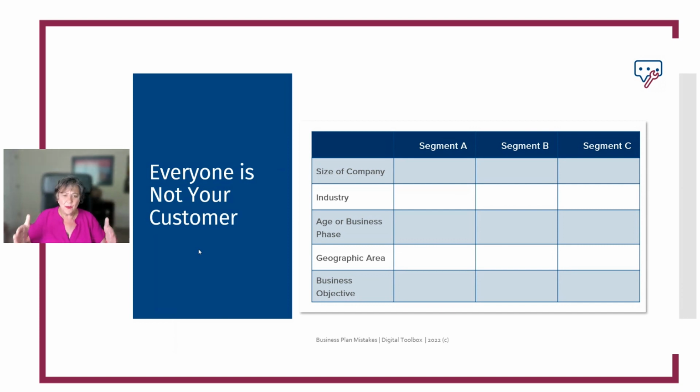Maybe you only work with companies in a geographic area, or maybe you work with companies that have a specific objective. They want to increase their productivity. They want to increase their power. Not every company is going to do all of those things at once. So what is it that you do? What is it that your customers do? And where do you intersect?